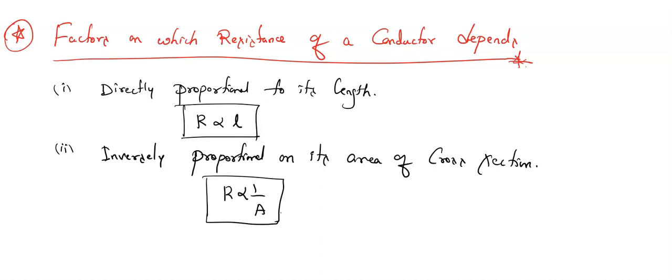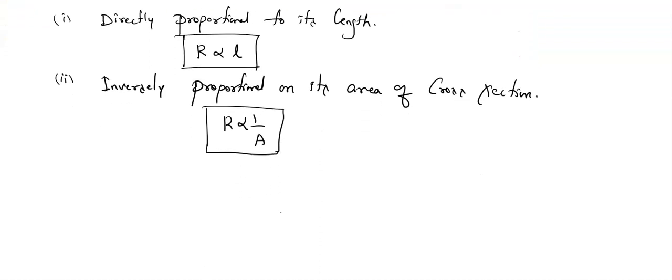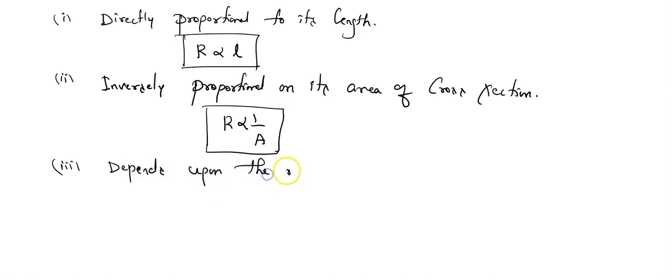Got my point? So it is directly proportional to length but inversely proportional to area of cross section. And next, resistance depends upon the nature of the material.